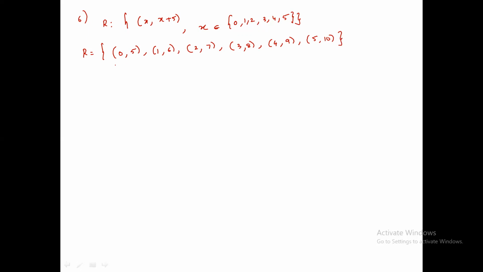This is the relation. So now you can write the domain: all the x's which are matched, 0, 1, 2, 3, 4, 5. What is the range? All the y's which are obtained: 5, 6, 7, 8, 9, 10. We don't know what the codomain is, so here we can't write the codomain.